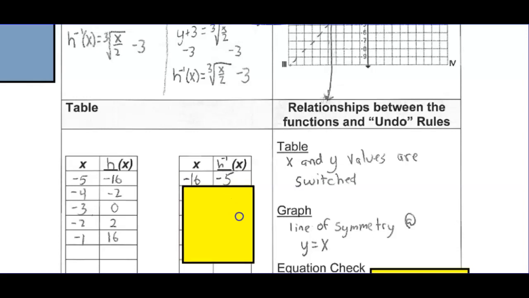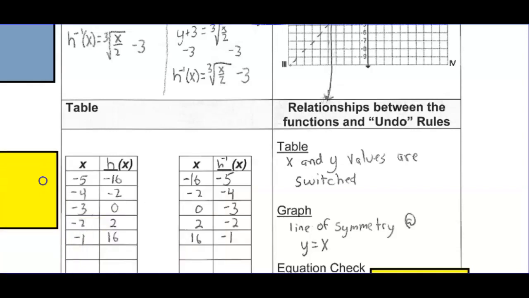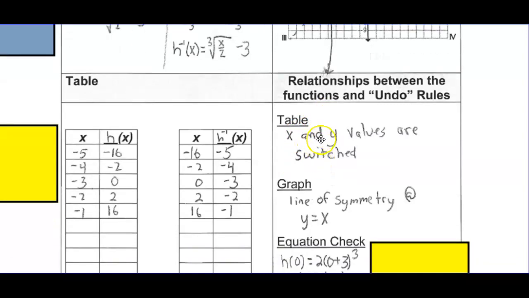So whatever was x becomes y, and whatever was y becomes x. Inputs and outputs just switch. And that's the way the rest of this table looks. So it's pretty easy to generate points just by switching the numbers from input to output. So the relationships between the functions and the undo rules.